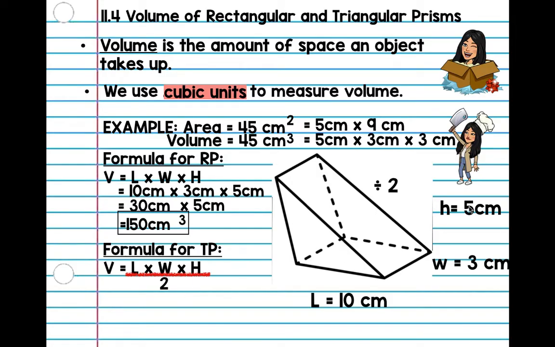So let's fill that in. We have 5 times 3 times 10, which is 150 centimeters cubed, divided by 2. So 150 divided by 2 is 75 centimeters cubed. And that is all, guys. That is how you find the volume of both rectangular and triangular prisms.